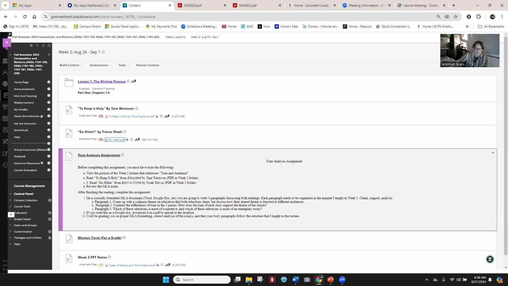Paragraph one, come up with a common theme on education that both selections share, but discuss how their shared theme is directed at different audiences. Say after reading Educated and after reading Go Hitler, figure out what's one theme that they both have in common, okay? This one message relates to both pieces, but how that theme is speaking to different audiences. So there's a similarity in theme, but the difference is in the audiences. While they both share this theme, Noah's audience is more like these people, while Terah's audience is more like these people.